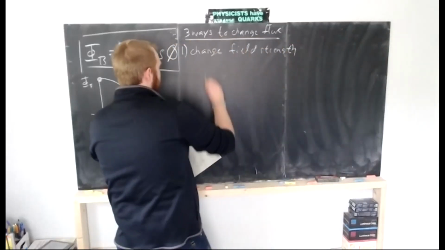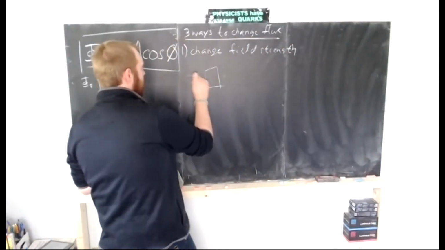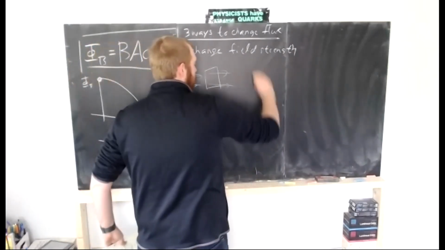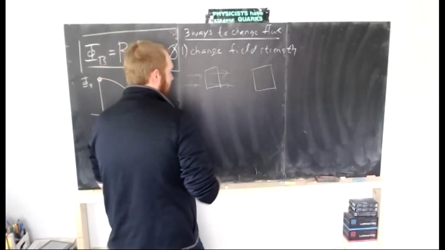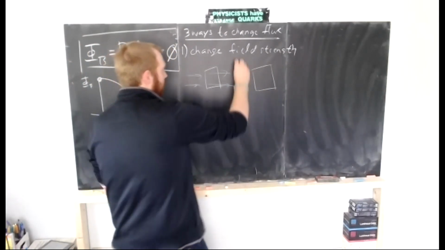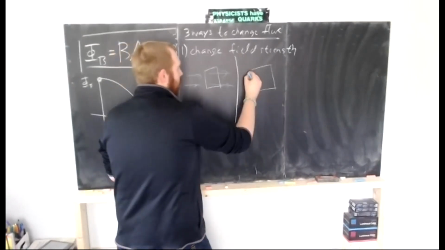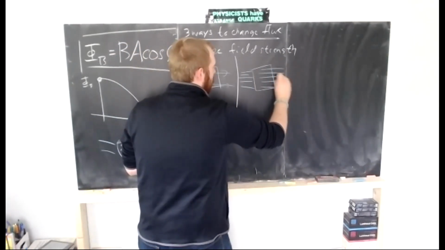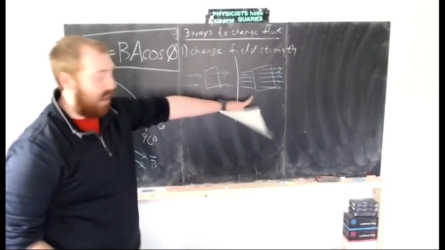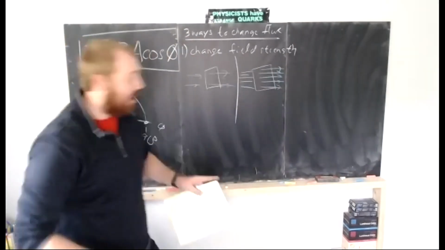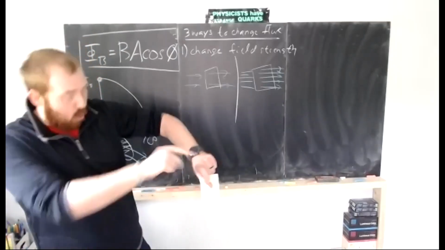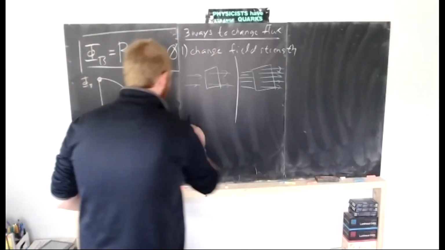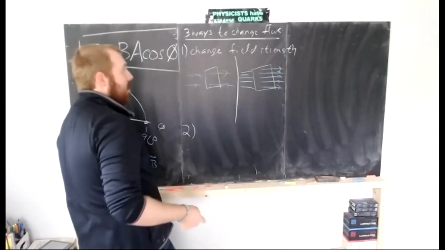I could have my square loop with not a lot of fields going through it, or I could have a ton. I increase the number of magnetic field lines, so I've increased the flux. Going back to the water pipe analogy, you've increased the pressure of the water going down your pipe. So that's the first way to change the flux.